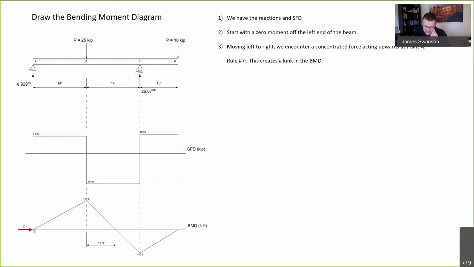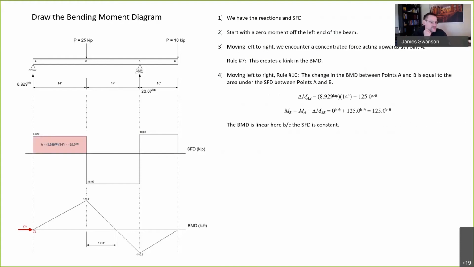We encounter a concentrated force acting upwards. That concentrated force acting upwards creates a kink in our bending moment diagram. It was horizontal just off the left of the beam. It kinks at point A. Now, using rule number 10, the change in bending moment between points A and B is equal to the area under the shear force diagram between those 2 points. So what's the area under the shear force diagram? It's basically that area there that's shaded in as red.